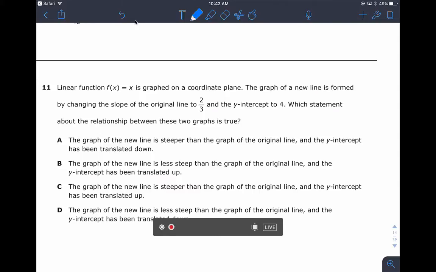All right, here we go, guys. We got questions. We're probably going to go 11 through 15 here.